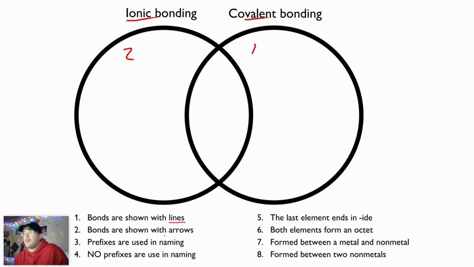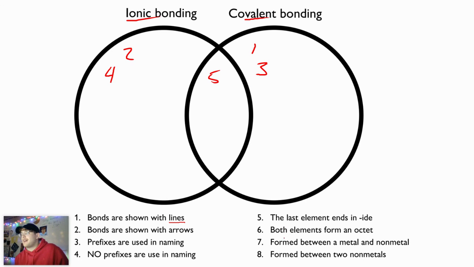Prefixes are used in naming. Prefixes are used in naming with covalent bonding. No prefixes are used in naming. That would be ionic. We don't use prefixes with ionic bonding. The last element ends in "ide." Some of you would put ionic bonding, and you'd be right. But in covalent bonding, the second element also ends in "ide," so this would be both.